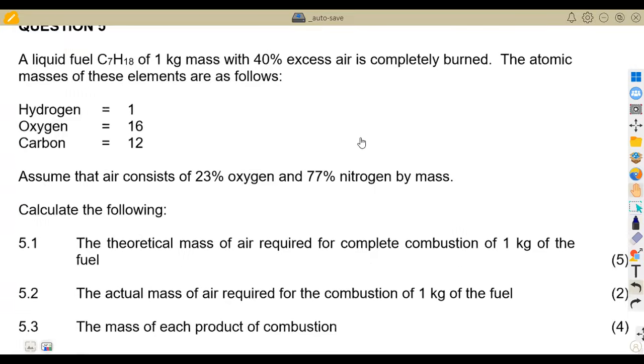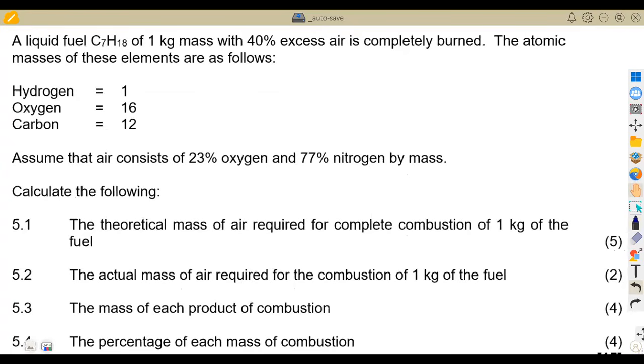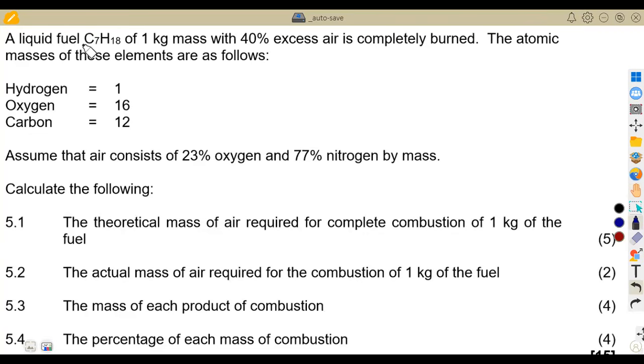On this question that we are going to consider, we are given a liquid fuel, which is given as C7H18. You do not need to know the name of that fuel. There is nothing important about knowing the name, so do not be troubled about that. What is important is to know the number of carbons and the number of hydrogens, which gives us the value of x and the value of y. This is the fuel that you're given, of 1 kg mass with 40% excess air. So take note, we are dealing with 40% excess air to give a complete combustion, or to completely burn this fuel.